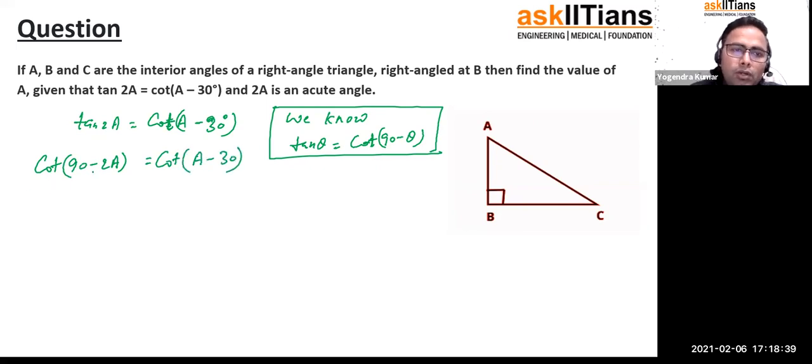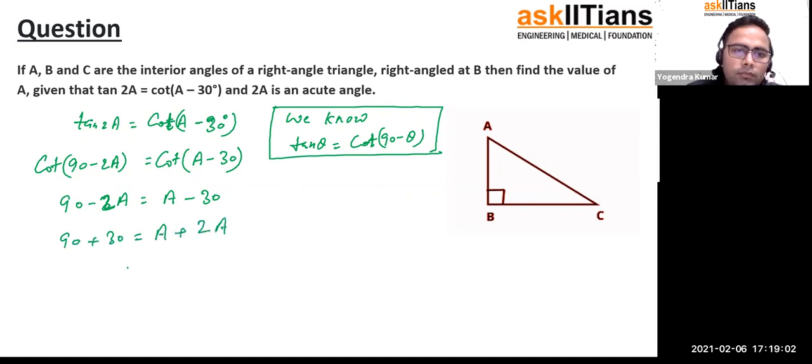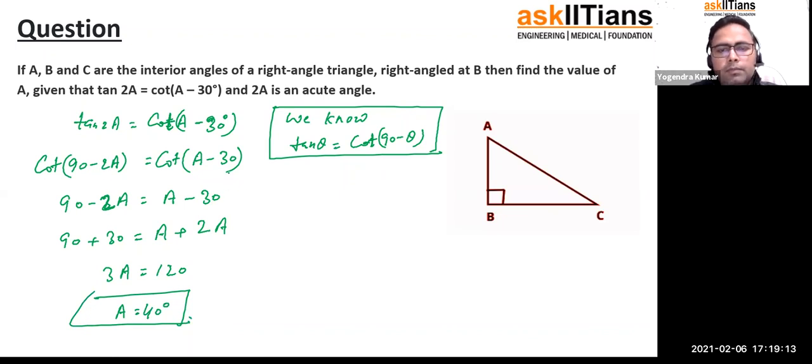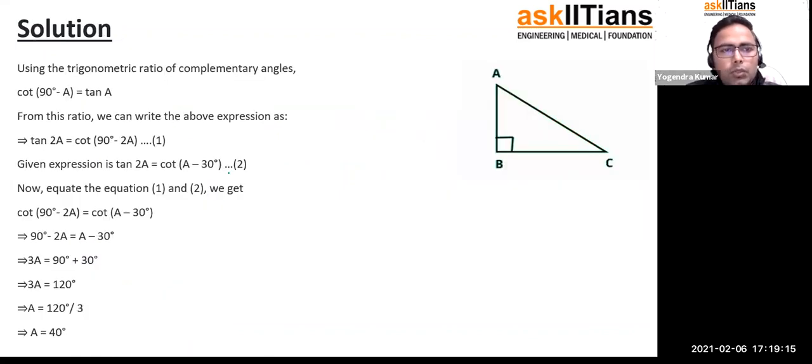If the cotangent of two angles is the same, it means those angles are equal. So 90 minus 2A is equal to A minus 30. So can I take A to this side and 30 to the other side? So it is 3A is equal to 120, so A is equal to 40. So A is 40 degrees, right? This is how we need to do it.